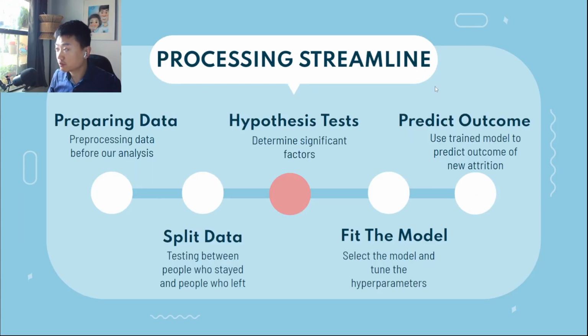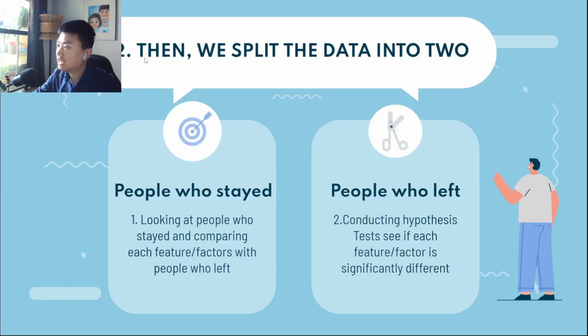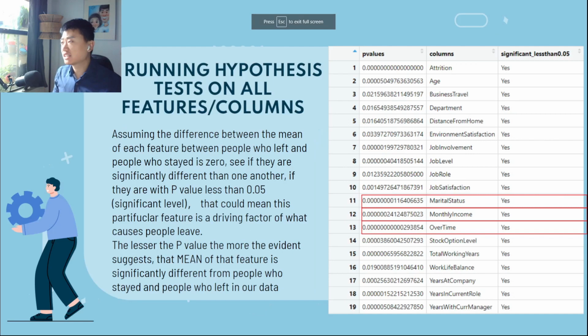The next step is splitting the data into two and doing hypothesis tests between people who stayed and people who left. After we conduct the hypothesis tests, we see a list of columns and features with a p-value less than 0.05. That's our significance level, meaning there's overwhelming evidence that the mean of that particular feature is very different between people who stayed and people who left. Furthermore, the smaller the p-value, the more evidence that the mean of that feature is very different between the two groups.